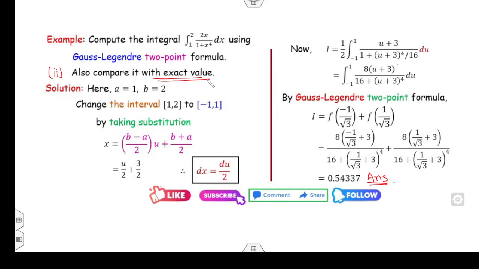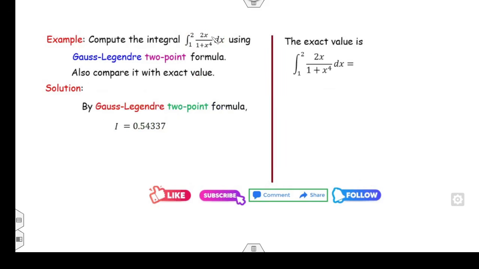Now look at the second part. Compare the value with the exact value. What does the exact value mean? You have to solve this integration directly. How can you solve that? It's very simple. Because it's 2x, I can substitute x square equal to t. Then 2x dx is equal to dt. Then your integration becomes, when x is equal to 1, t is equal to 4. It is dt divided by 1 plus t square.